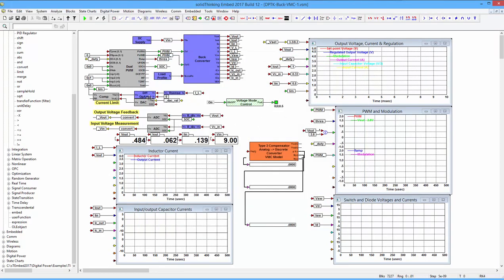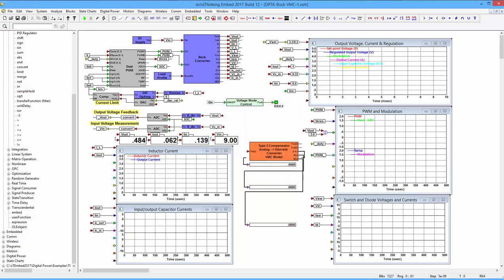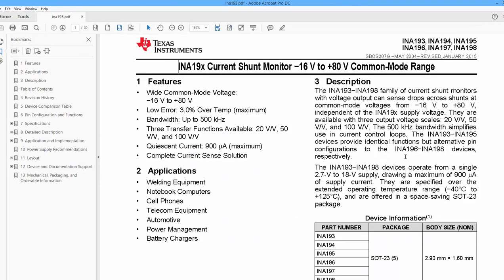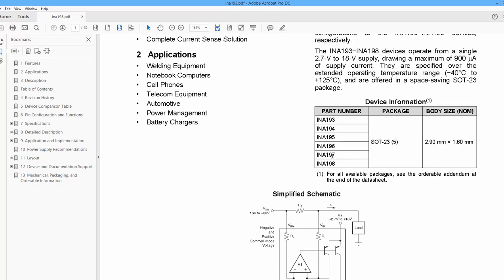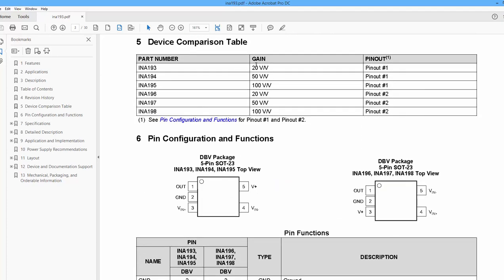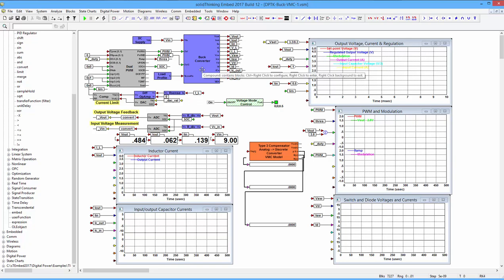Also in here we've got the current measurement op amp being simulated. It has a gain of 20, which we can see if we look at the data sheet of that operational amplifier. It has a gain of 20 volts per volt. Okay, so 20. Then we have this buck converter itself.